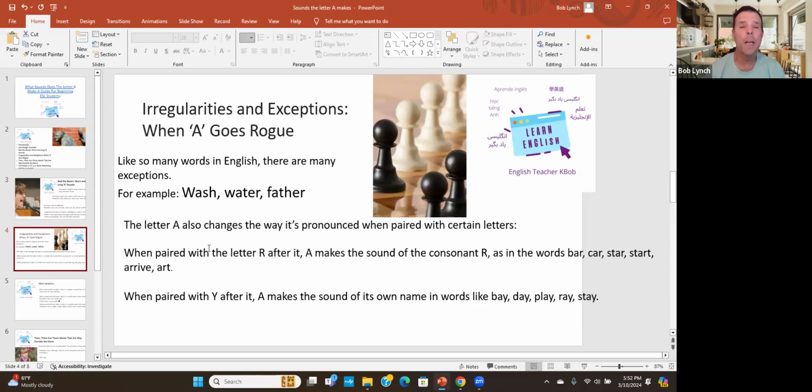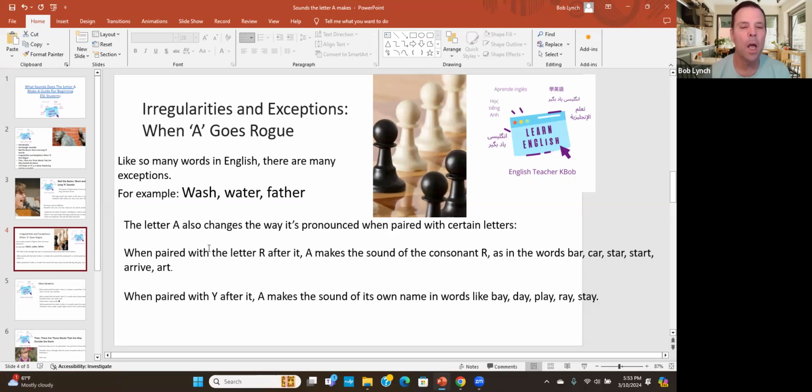So then there's the irregularities. Like so many words in English, there are many exceptions. For example, wash, water, father. It's not wash or wash, it's wash, not water or waiter. It's water, and not father or father, it's father.